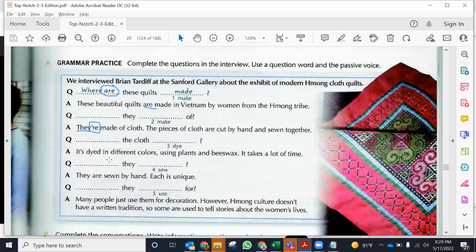The last question. They use for. Many people just use them for decoration. However, Hmong culture doesn't have a written tradition, so some are used to tell stories about the women's lives. So the question here is, how, what, when, where? What is the question?